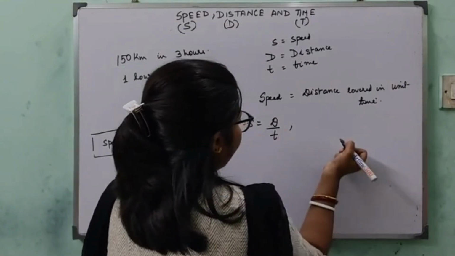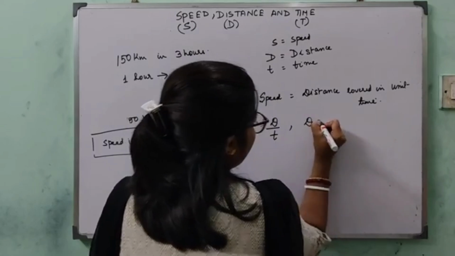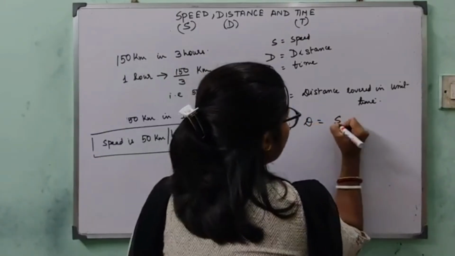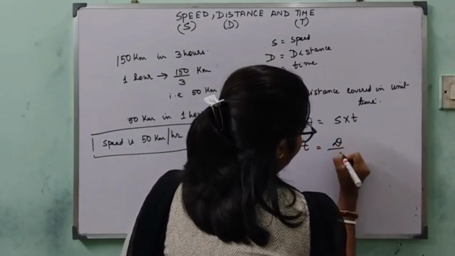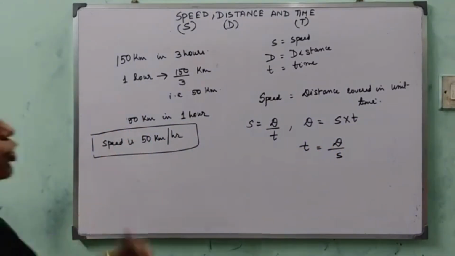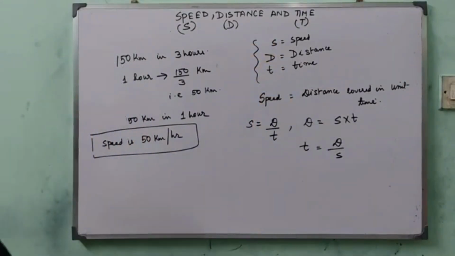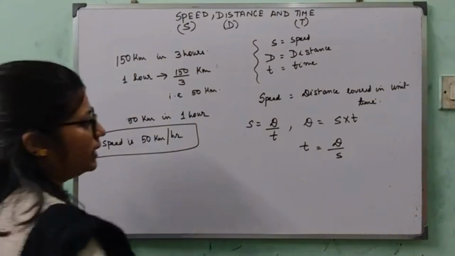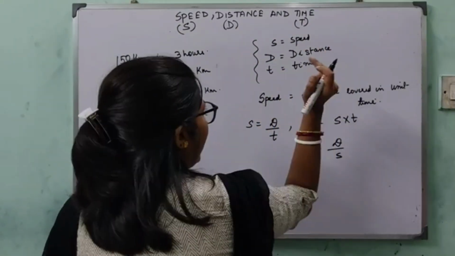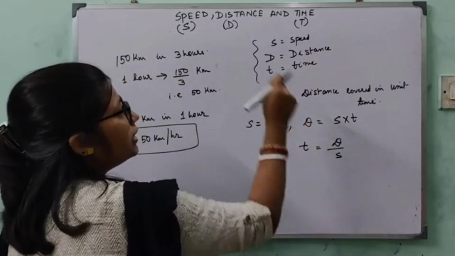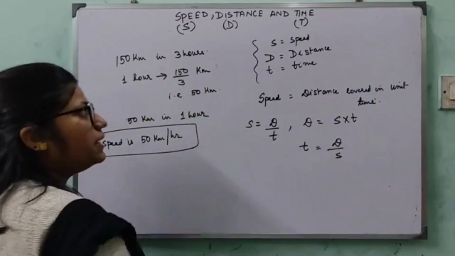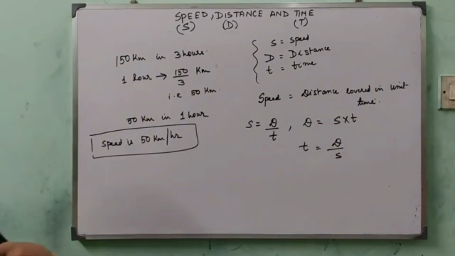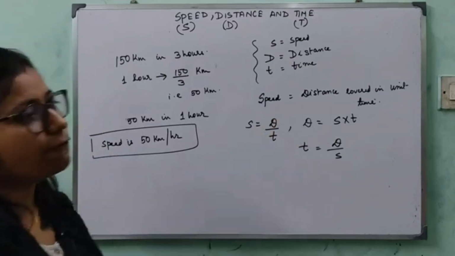So from here I can derive the other formulas as well. So what is distance? Distance is equal to speed into time, and what is time? It is equal to distance by speed. So if out of these three quantities any two is given to me, I can use the two and get the third one. That is, if speed and distance is given, I can find time using this formula. If speed and time is given, I can find distance using this formula. And if speed is required and time and distance is given, we can find speed using this formula.